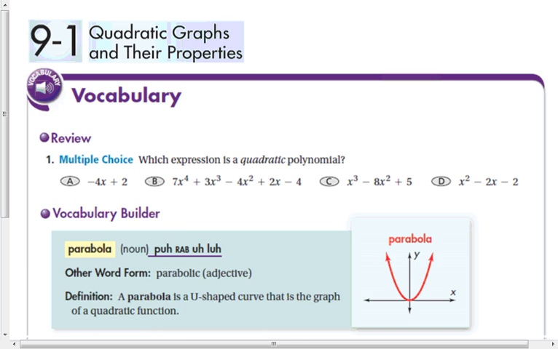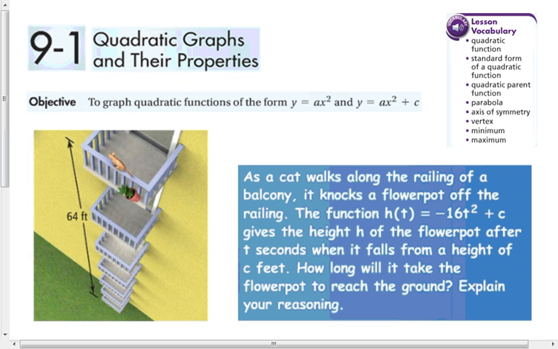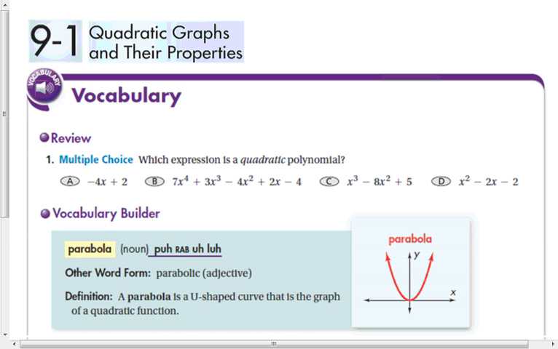And specifically, we are going to graph quadratic functions of the forms y equals ax squared and y equals ax squared plus c. All right, go ahead and do this review, and there's some important vocab here. Make sure you pay attention to that.